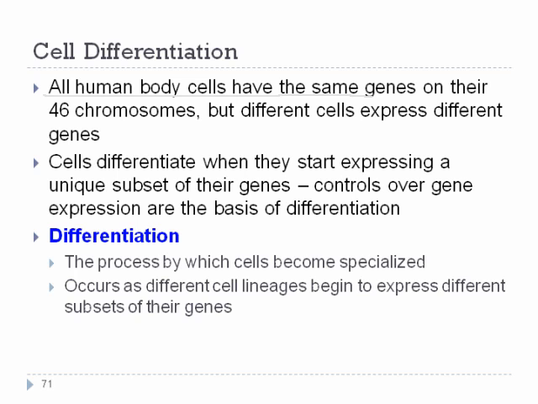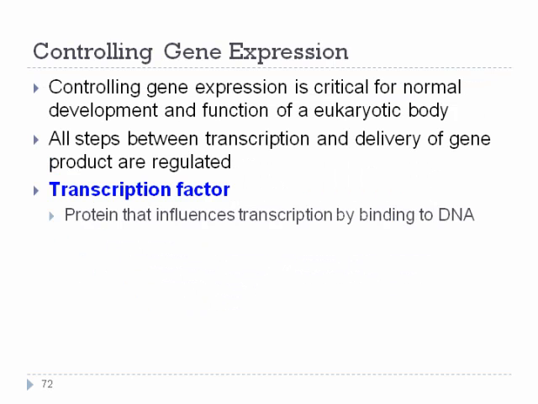So all of our cells have the same complement of chromosomes. They have the same genes on their 46 chromosomes. But different cells express different genes. Remember that term, gene expression? Gene expression is when the DNA becomes an mRNA that becomes a protein. We say that gene is expressed. Different cells express different genes. And cells differentiate or become different when they start expressing a different set of genes than other cells. And so controlling gene expression is the basis of differentiation of cells.